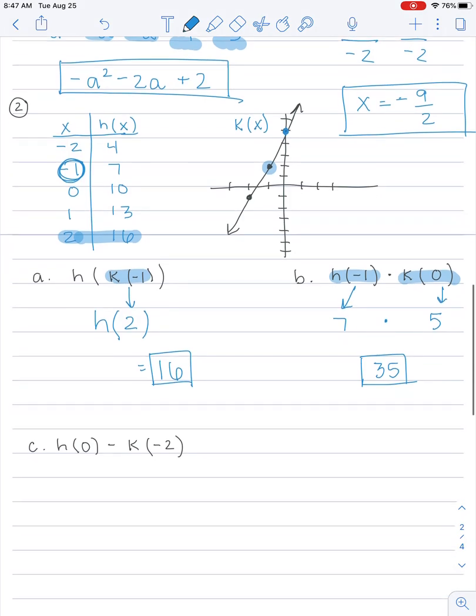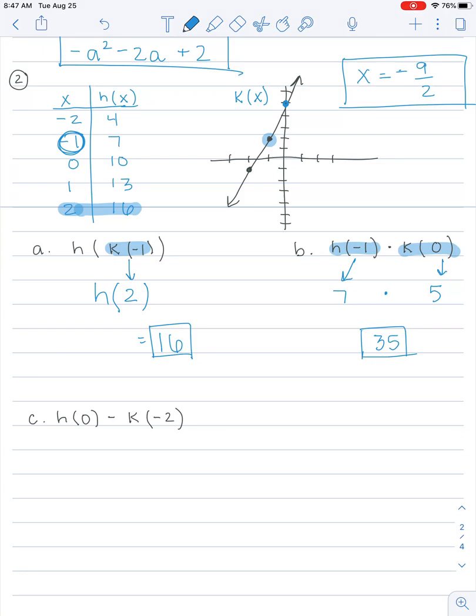Same with this problem, we're going to split it up here. So we've got H of 0 minus K of -2. We're going to do it part by part here. So we're going to do H of 0 first. H is our table, so look at when you input 0, what's our output? It's 10, minus, all right, when we do this one, K of -2. Looking at my graph, when X is -2, my output looks like -1. So now we have 10 minus -1, which is just 10 plus 1, which is just 11.